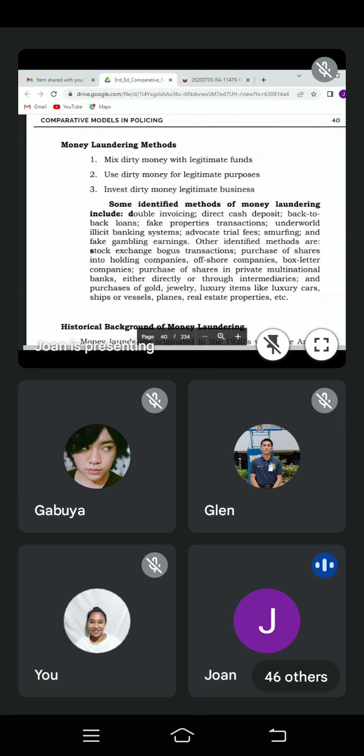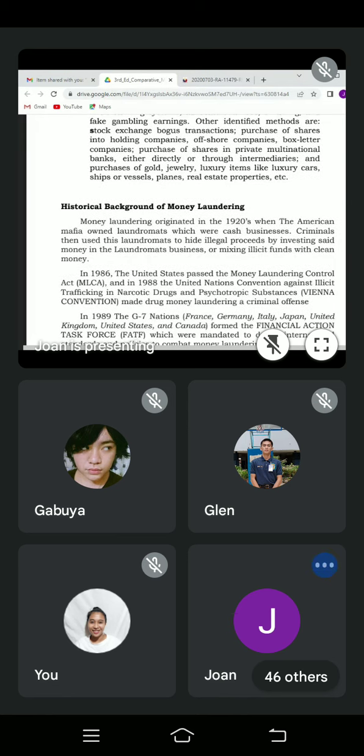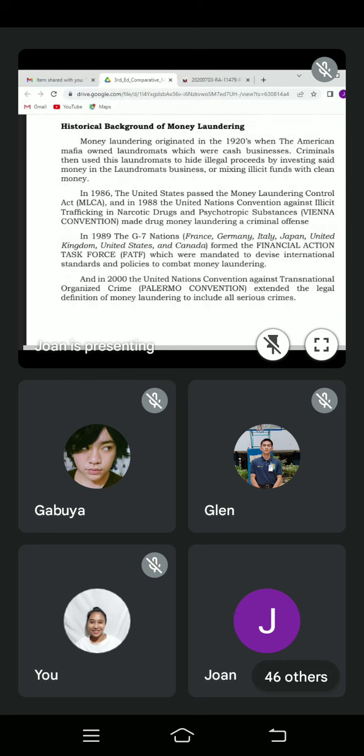Okay, so that's simple. Money laundering methods: mix dirty money with legitimate funds, use dirty money for legitimate purposes, invest dirty money in legitimate business. Okay? So we know that historically, this has been the technique of the mafias and the cartels.